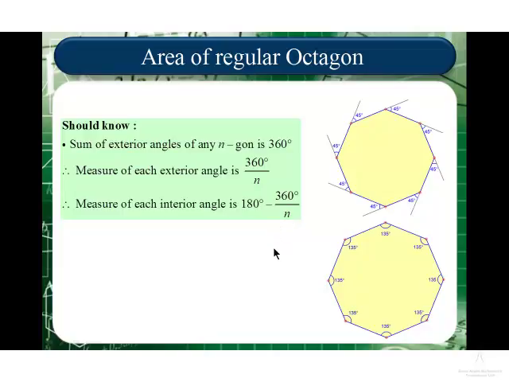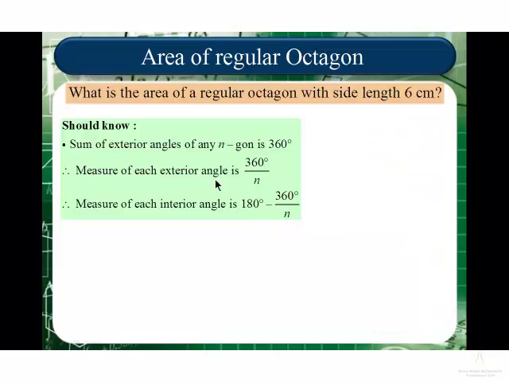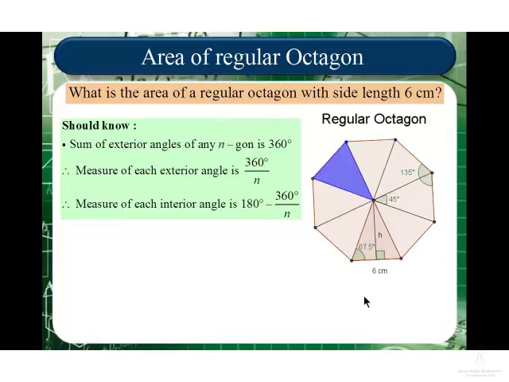Now we get to the question: what will be the area of a regular octagon with side length 6 centimeters? So here we have the octagon. We know each side has length 6 centimeters, and as discussed before, we can divide the area of this particular octagon into 8 equal isosceles triangles, the same as the blue one as illustrated. Let's take one of these little triangles and make a construction as is indicated.